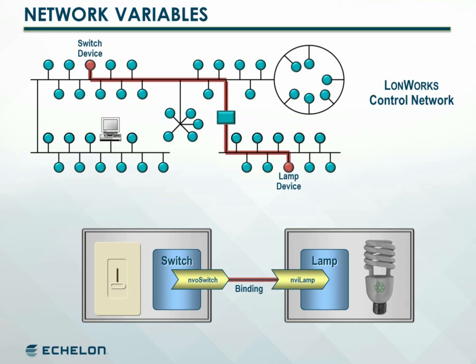Here, for example, we have a switch device that will control a lamp device. Using a network management tool, a network integrator would bind the switch's output network variable to the lamp's input network variable. This has the same functional effect as connecting a physical wire from the switch to the lamp.